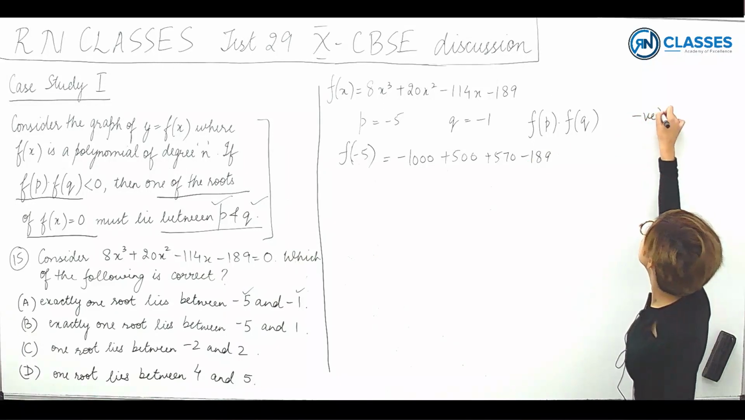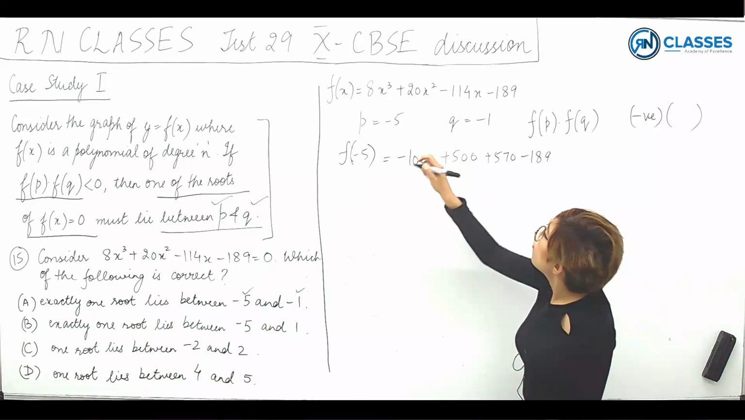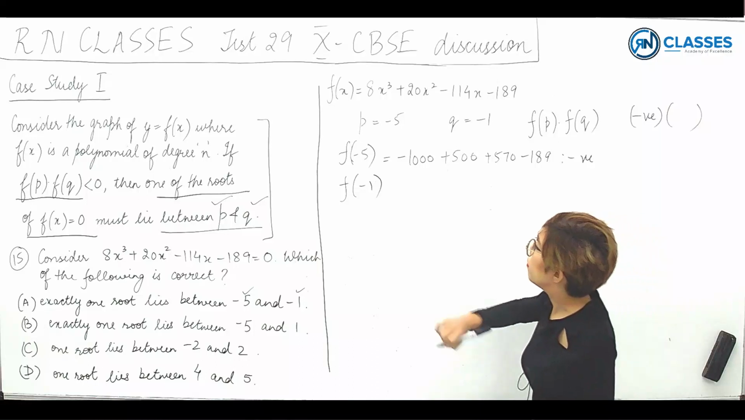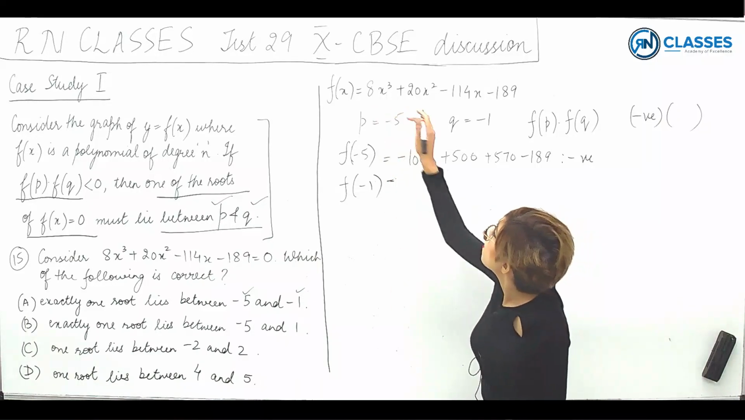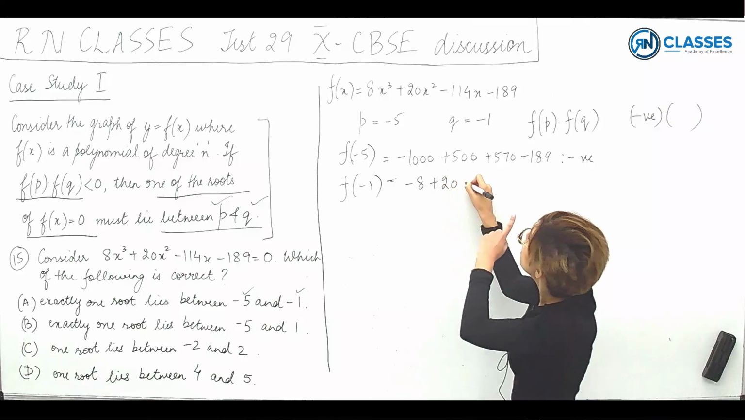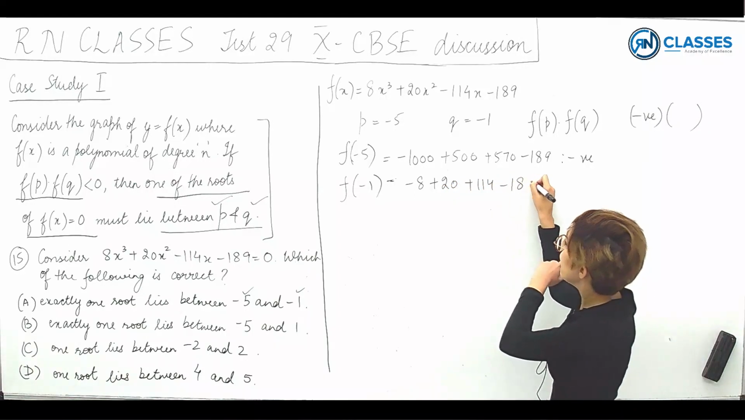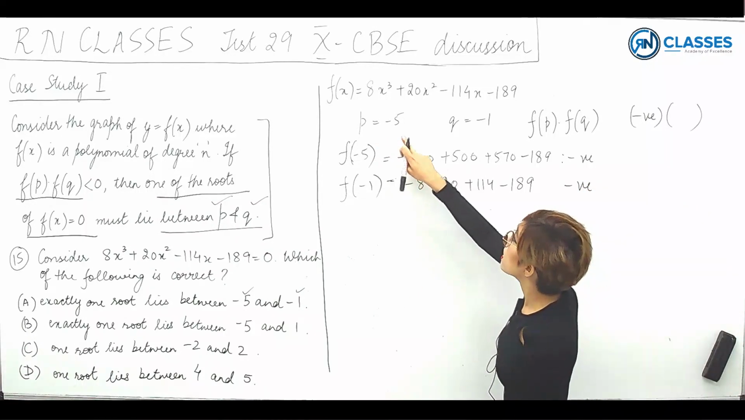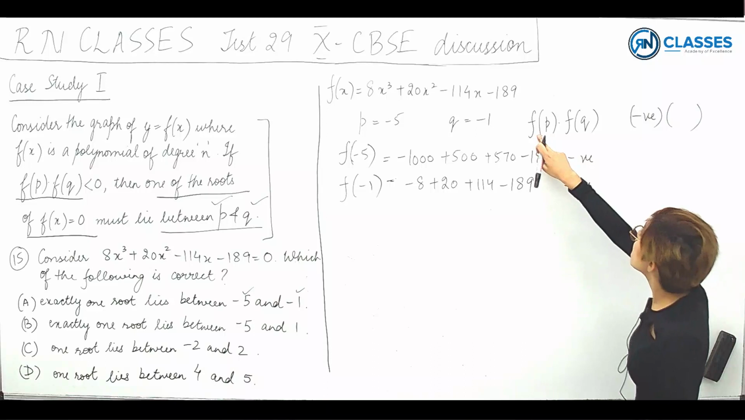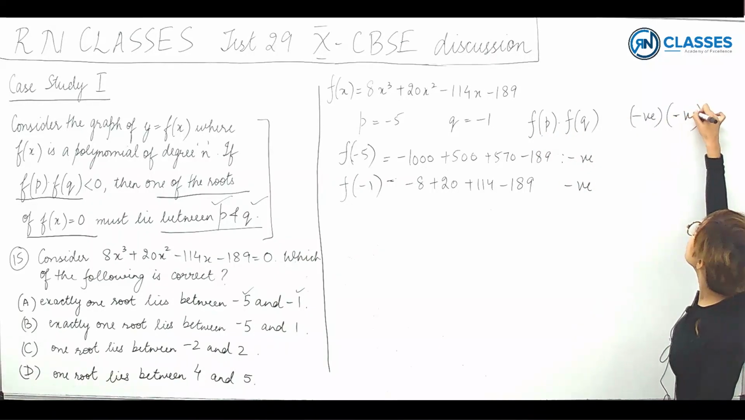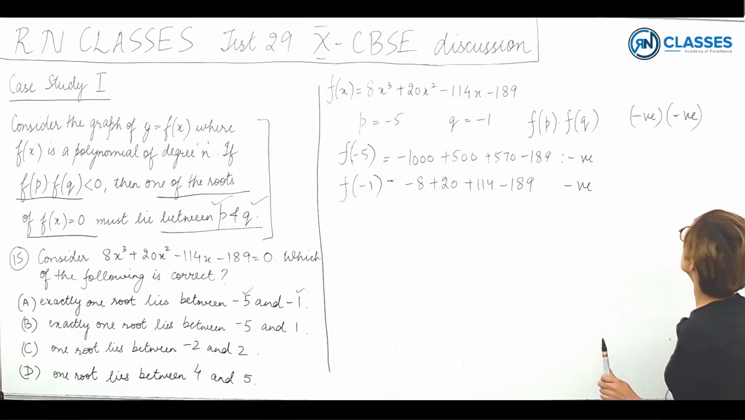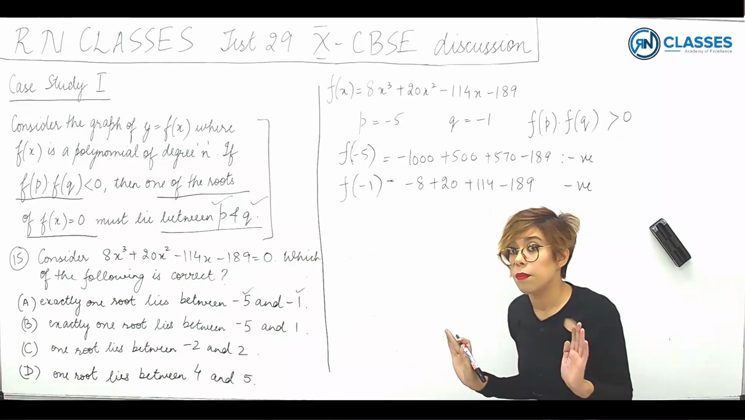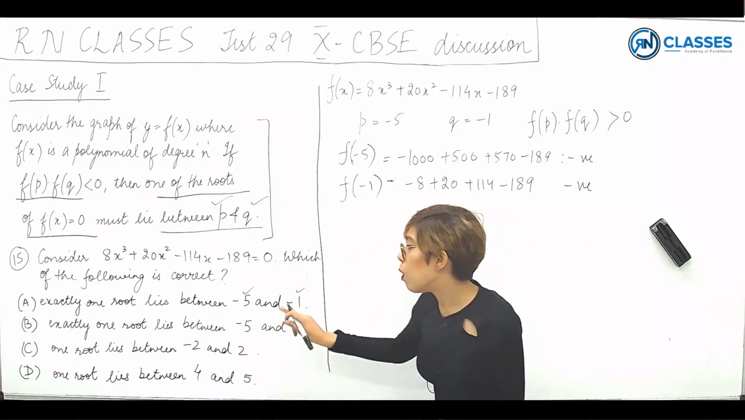Okay, so negative into, check करें. अब f of -1 निकालते हैं. हम यहाँ लिख भी देते हैं, ये negative है. Right? F of -1. So this is -8 plus 20 plus 114 minus 189. So definitely it is negative. So for p equal to -5 and q equal to -1, f of p into f of q will be negative into negative, or I can say positive, right? So if it is positive, as in greater than 0, then I can't say anything, right? Okay. So let's move on to option number B.